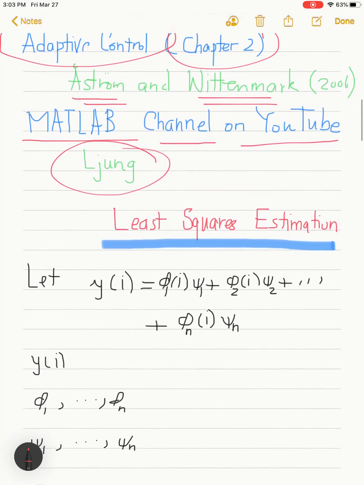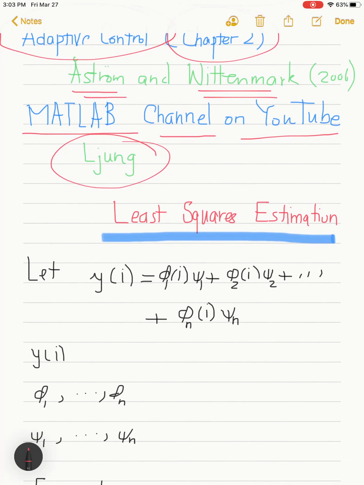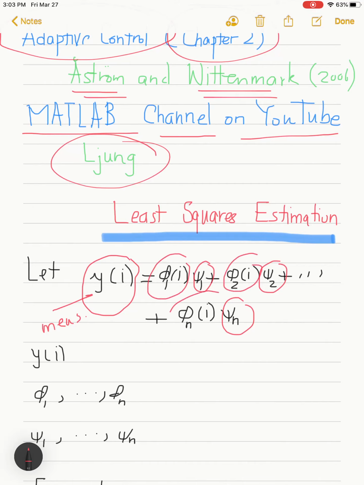Okay, we'll start now by giving a brief introduction to least squares estimation. Suppose that you have some measurements, output measurements. I call that y. So this is the measurement, and that measurement is given in terms of some parameters. The parameters here, psi, represent the system parameters, while phi 1 up to phi n are known functions. So I would write here, this is the measured output.